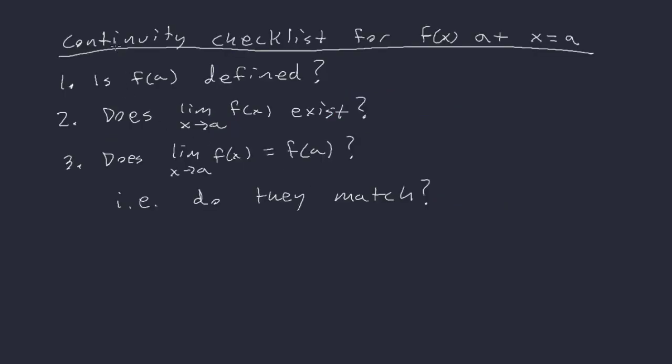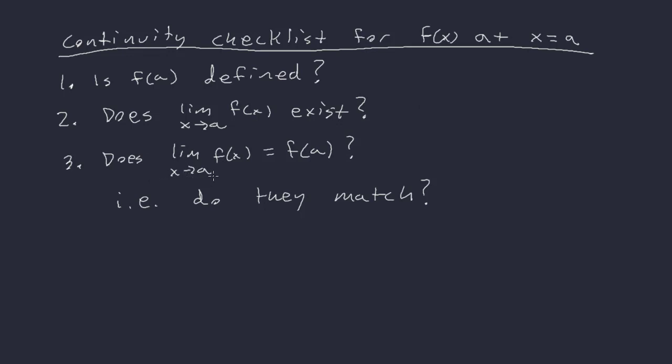All right, so here's the continuity checklist from the book, the way I like to write it. If we're checking to see if f is continuous at, say, x equals a, here's the order of best approach. 1, is f of a defined? If f of a is not defined, you can pretty much stop right there because it's not going to be continuous. 2, does the limit exist? If the limit doesn't exist, that means you have a jump or you've got blow up or something like that. If f of a is not defined, you have a hole or a removable discontinuity.